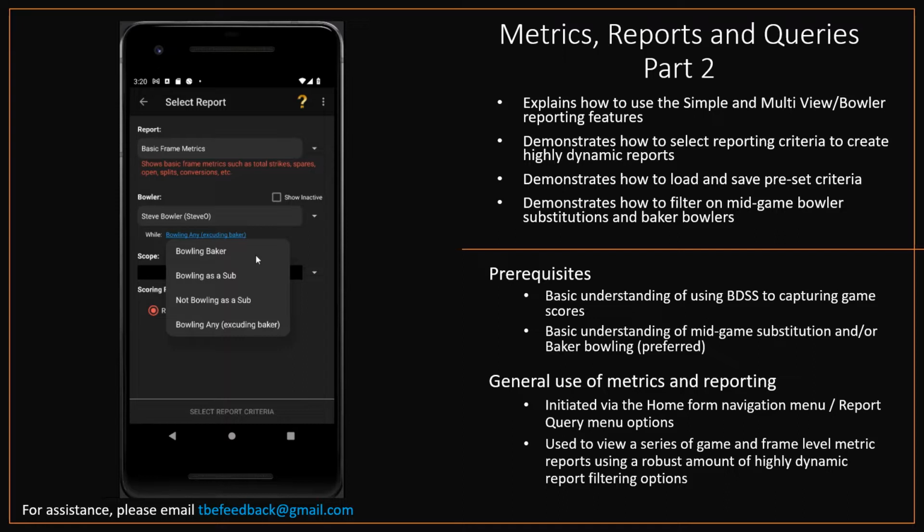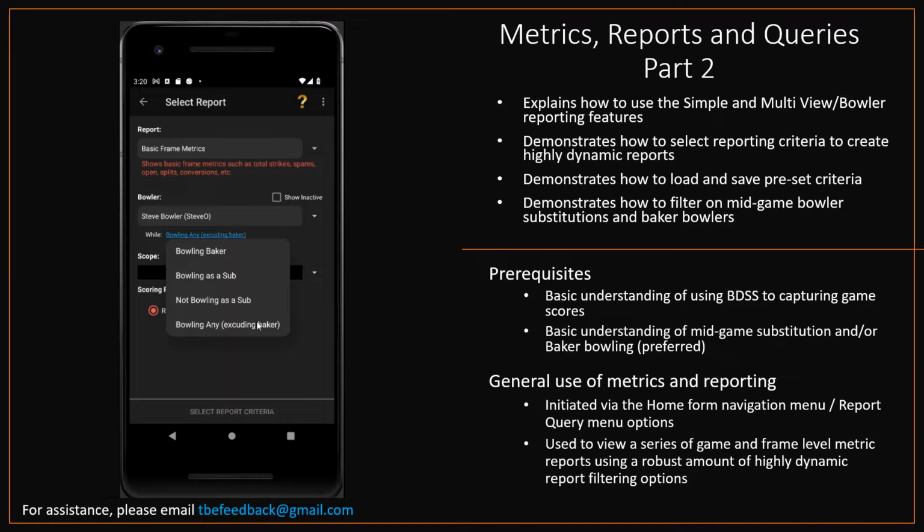When Bowling Baker is selected, the selected frame level report will show metrics for the selected bowler for only the frames bowled while bowling in Baker format games. Bowling as a sub, this choice will show metrics for only frames the selected bowler bowled while bowling as a mid-game substitute. Not bowling as a sub. This choice will show metrics for only frames the selected bowler bowled while not bowling as a mid-game substitute. This will exclude frames bowled as a substitute.